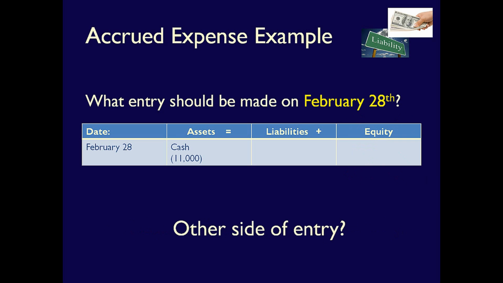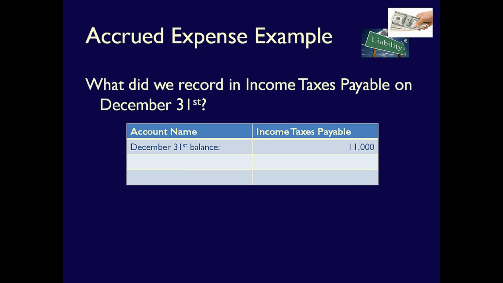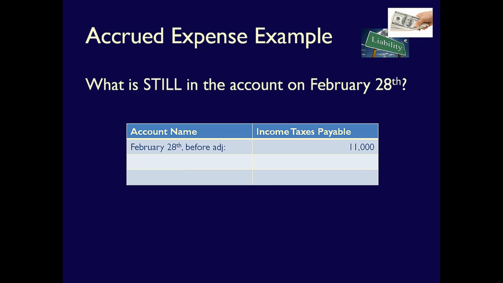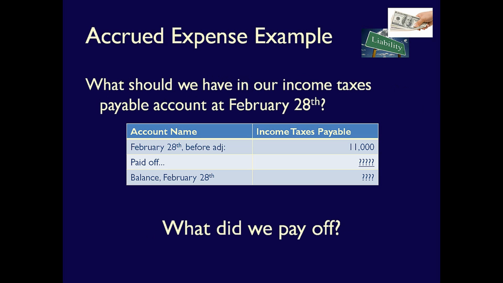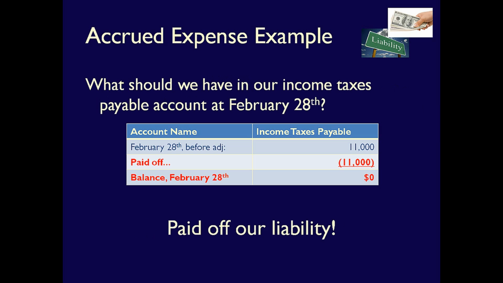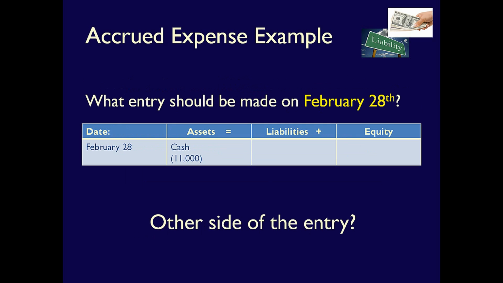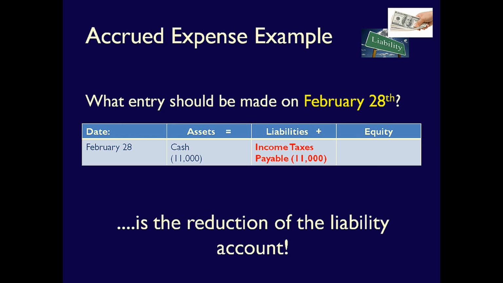So, what's the other side of the entry? Remember that at December 31st, we recorded an income tax payable, a liability of $11,000. That liability is still sitting in the account. We've paid our obligation at February 28th. So, do we still have a liability? No, we do not. And so we have to recognize that we paid our obligations, and we have to get rid of the liability because it's been settled and we no longer owe anything. The other side of the entry is therefore a reduction in the liability account called income taxes payable to recognize that we've paid it off.